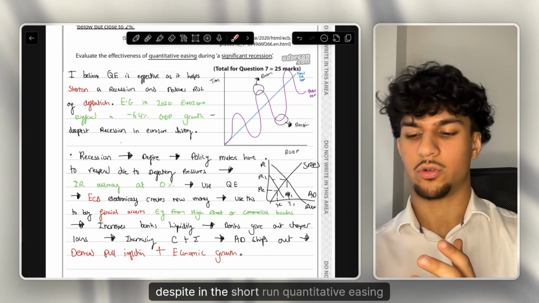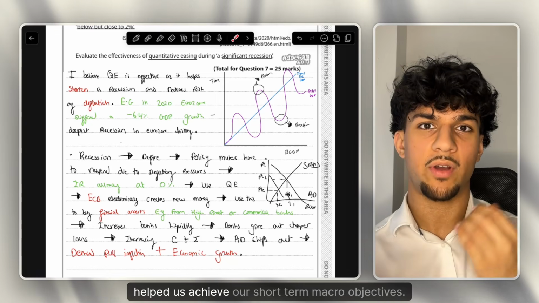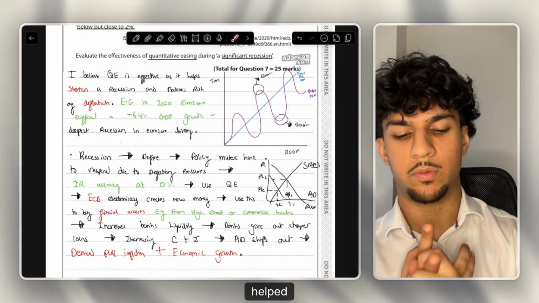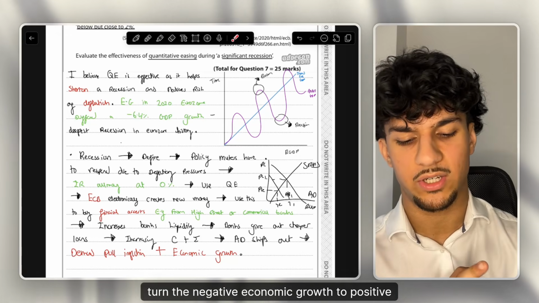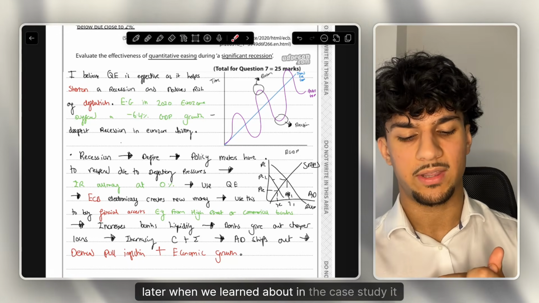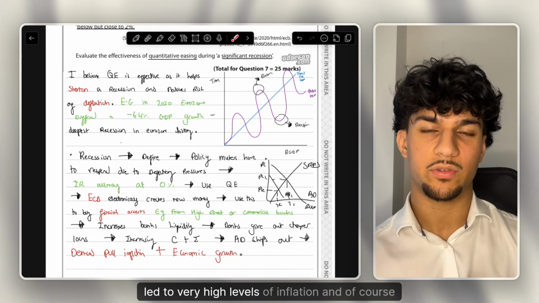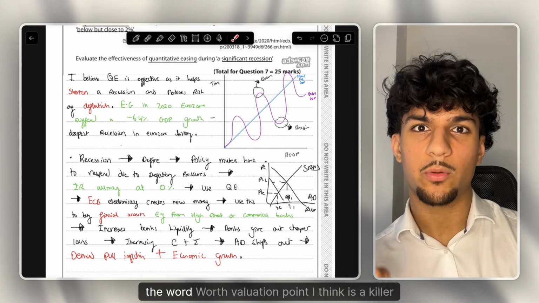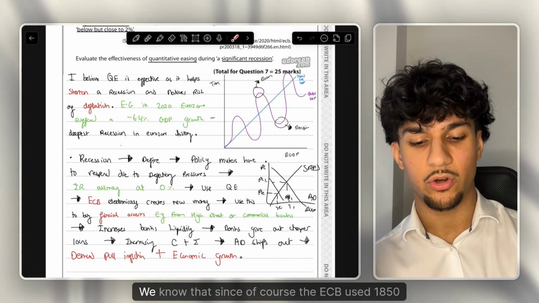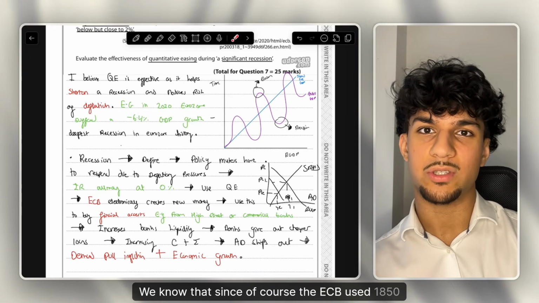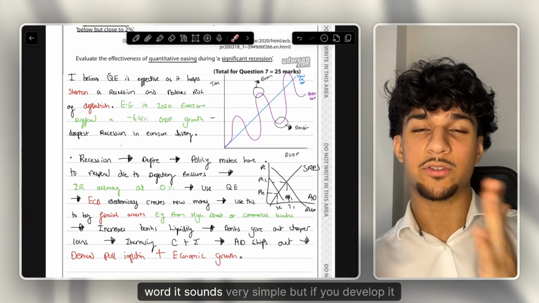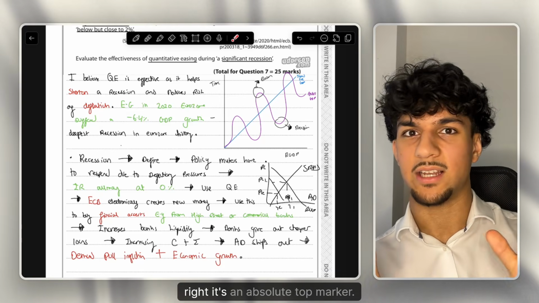As despite in the short run, quantitative easing helped us achieve our short-term macro objectives. So it helped us get out of deflation, helped turn the negative economic growth to positive economic growth. However, in the long run, as we know, a few years later, when we learned about it in the case study, it led to very high levels of inflation. And of course, this evaluation point, I think it's a killer one, especially when you back it up with the application we know, since of course the ECB used 1,850 billion worth of quantitative easing. It sounds very simple, but if you develop it right, it's an absolute top marker.